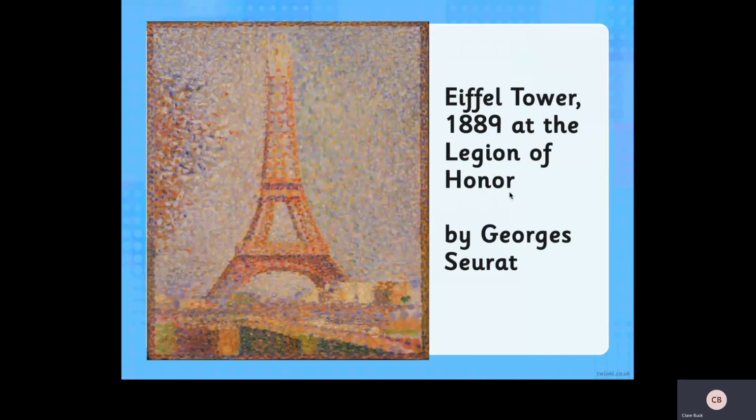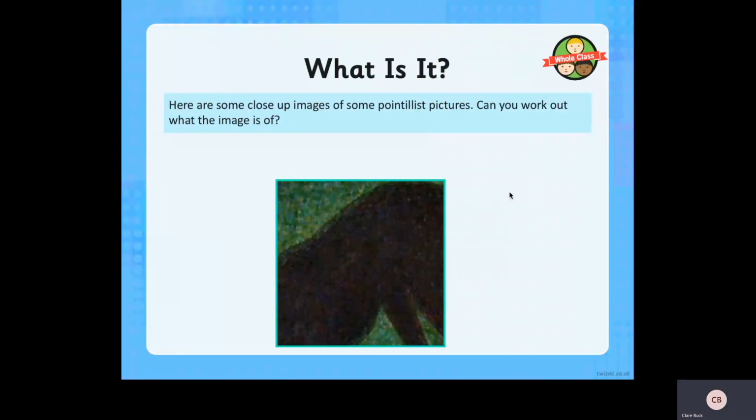Another building you might recognise, the Eiffel Tower, another of his paintings. And again, if you just put your eyes really close and have a look, it might just look like a series of dots, but when you stand back, you can see exactly what it is, can't you? So here's some close-up images of some pointillist pictures. Can you work out what the image is of?